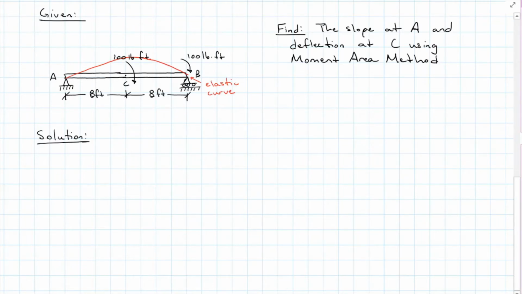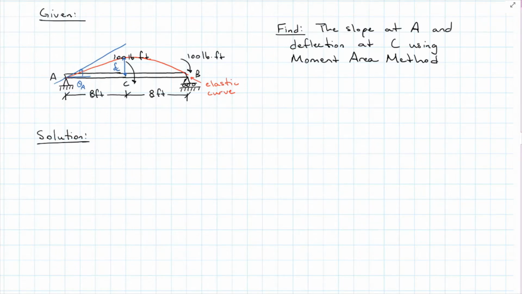Now with the elastic curve, I can see the two components that I'm looking for. The slope at A, which is going to be a tangent line drawn at A, theta A, and then the vertical deviation or the deflection at C. So that's going to be this distance right here from my at-rest point to the point on my elastic curve. Now again, this elastic curve is greatly exaggerated. If the beam deflected this much, it would be a real problem.